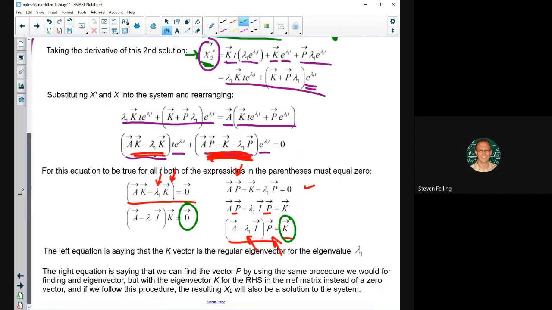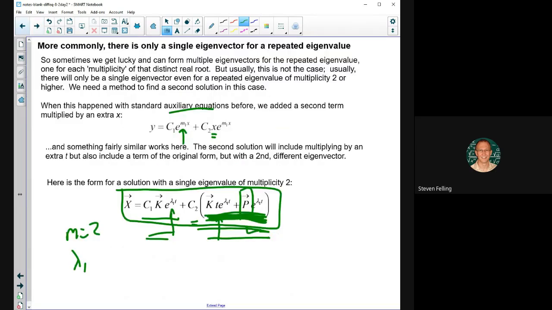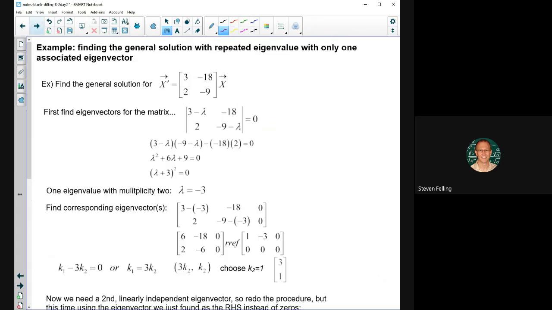Okay, so this is just a derivation to show that this p here is a new eigenvector that was calculated, but when we do the calculation of the right-hand side, we put in the k vector that we got when we established the first one. We use this k to calculate what the p vector is. It's always easiest to see this with an example, so let's look at an example.